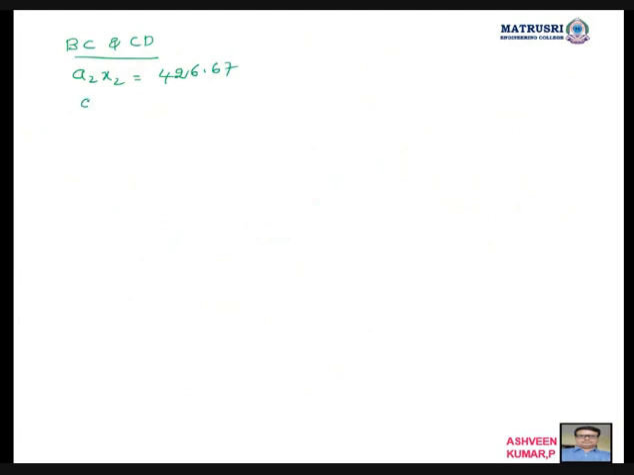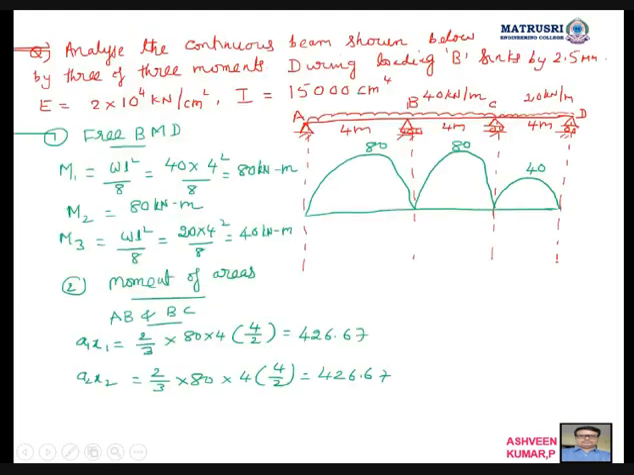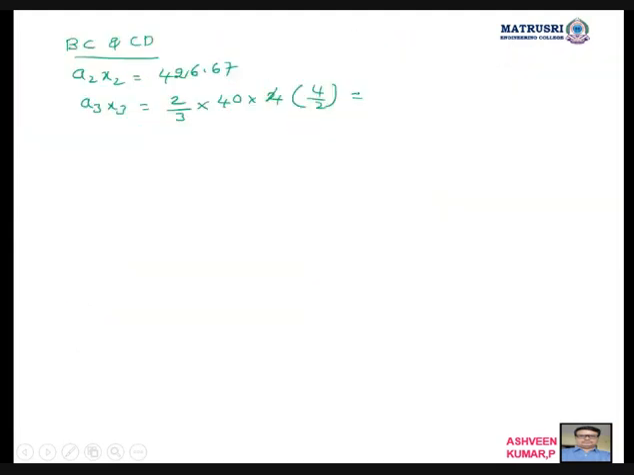I'll go to A3 x3, that is also a parabola, 2 by 3, 40 into 4 into 4 by 2. So I got here 213.33. Understood? Then we'll go now to the third step, the theorem of three moments.